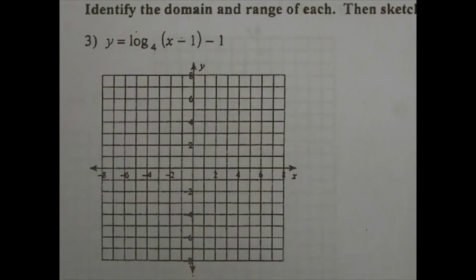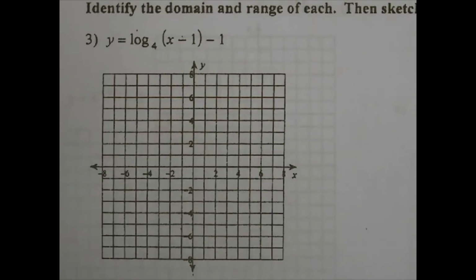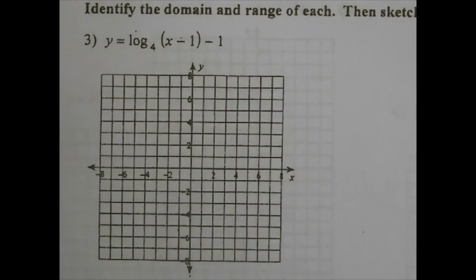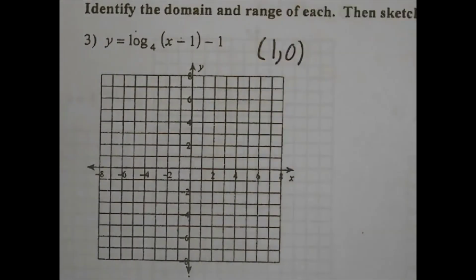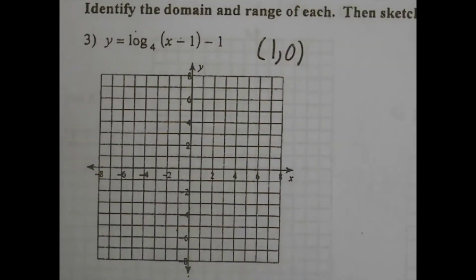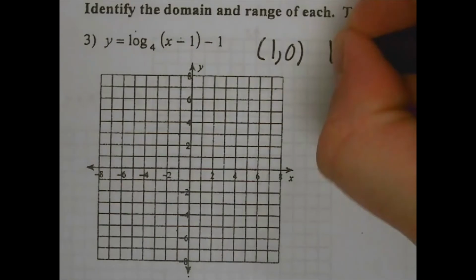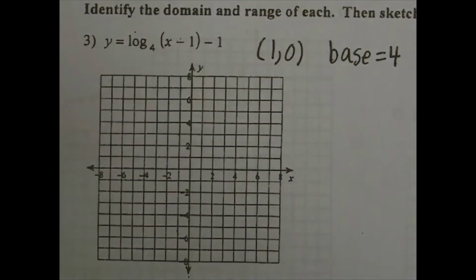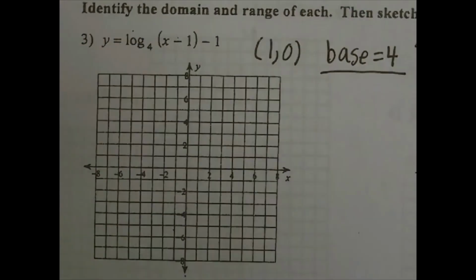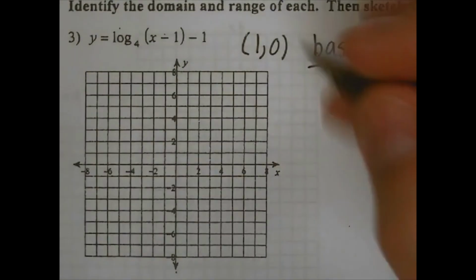Here we go. Number 3. First step. I'm going to start at 1, 0. Second step. I'm going to do base of 4. Base of 4 means I'm going to quadruple. Okay. I'm going to put my transformation.